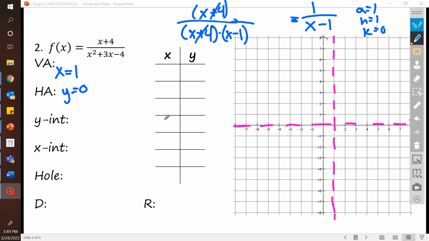And I'm going to fill out my table too. I'm going to build my table around my vertical asymptote at 1. So 0, -1, -2, 2, 3, and 4. I'm going to plug these values into this so I can figure out where they are. You could plug it into the original one, but this is just easier. So -2, that's -1/3. Plug in -1, 1 over -2, so that's -1/2.